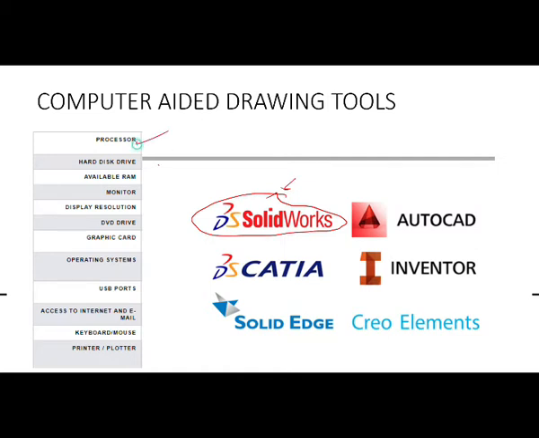which must have a good processor, hard disk drive, enough hard disk space, available RAM, monitor, display resolution, DVD drive, graphic card, operating system, USB port, access to internet and email. If we need any help, we can connect with SolidWorks or any software agents. Keyboard or mouse we must need to draw and design in CAD software. And a printer, we need to take out the final design draft.